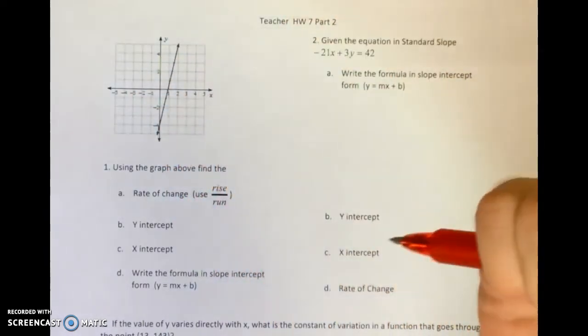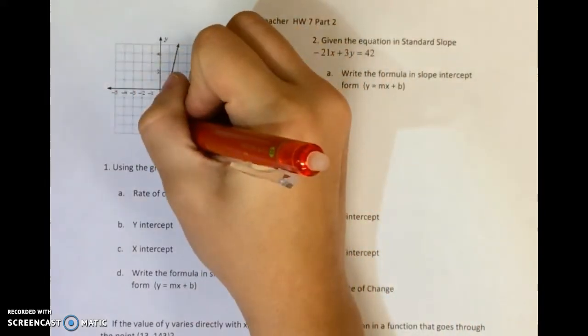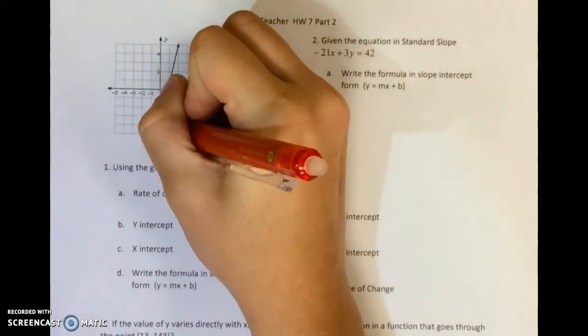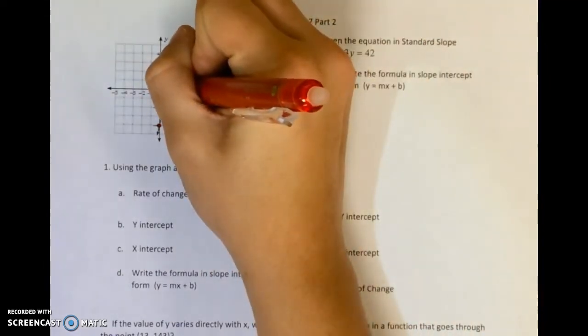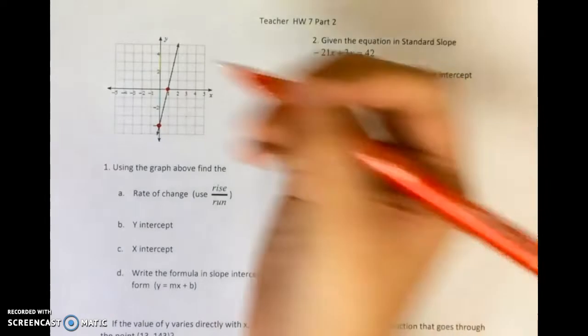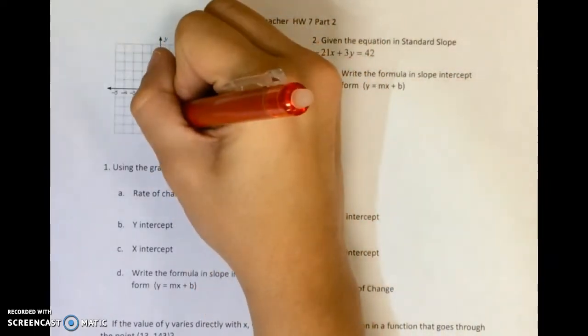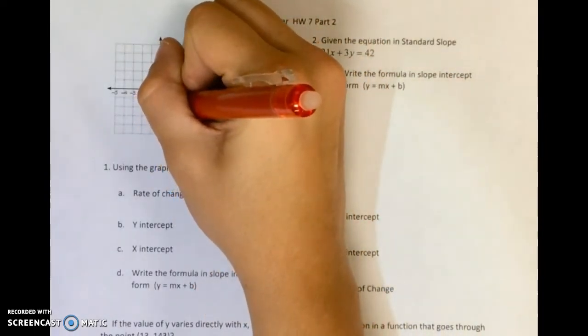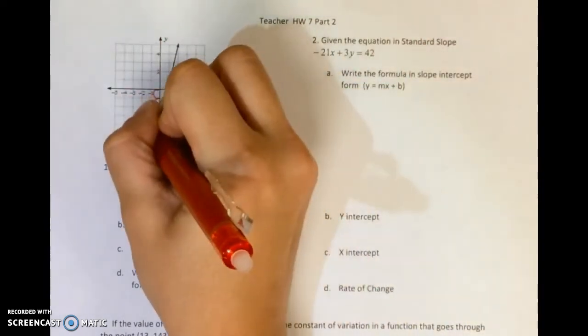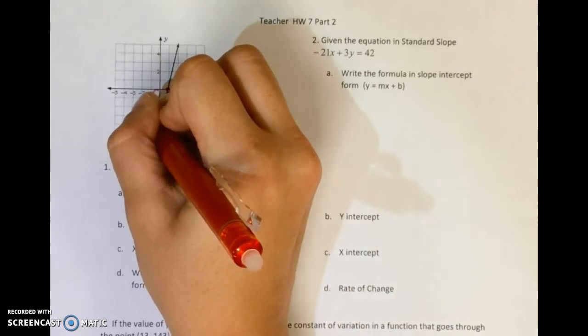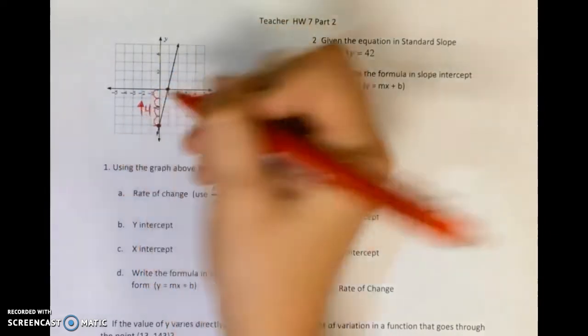So, I'm going to choose a point where it's crossing in the intersections, and this is a good point right here. And the other point I see is right here. And then after that, I'm just going to count. So the rise is going up 1, 2, 3, 4. So I went up 4. Since you went up, it stays positive.